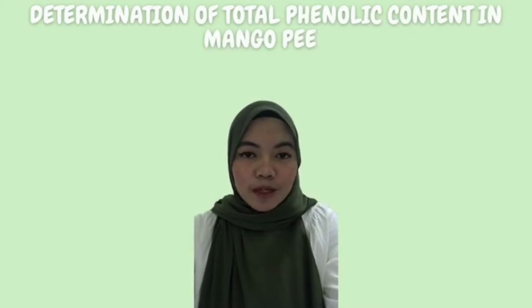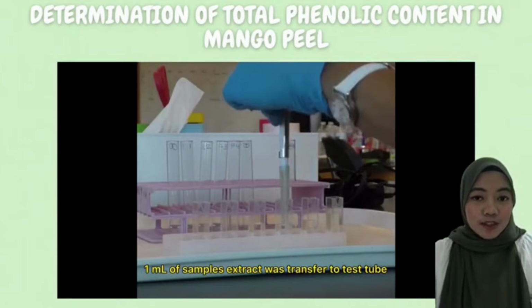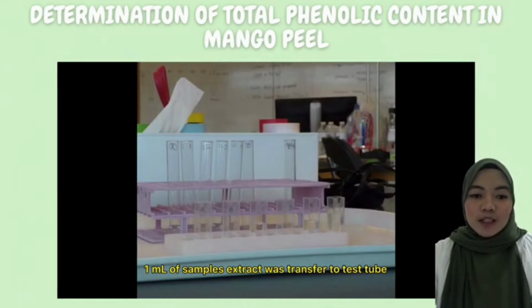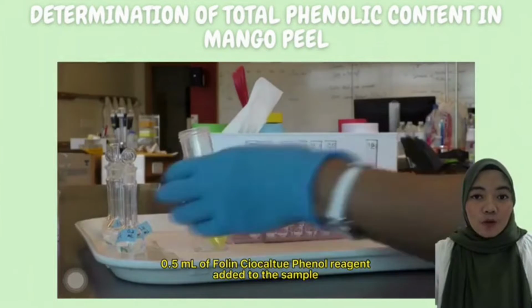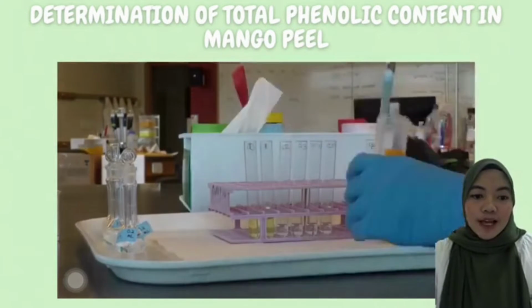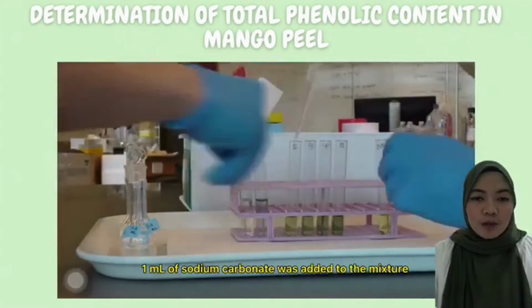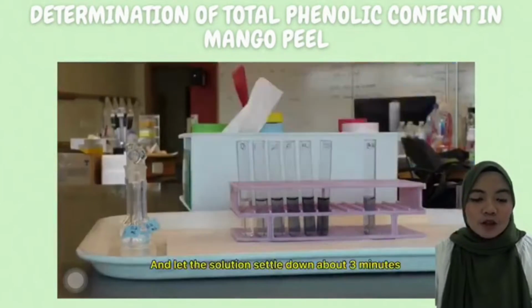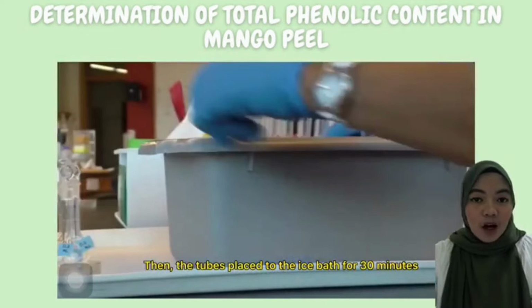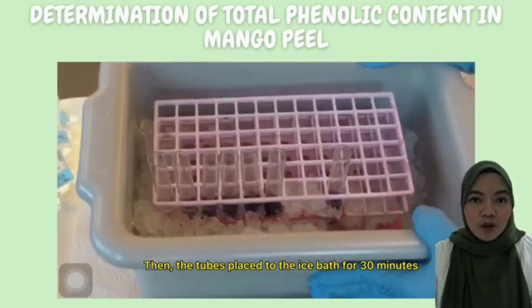And the last step is determination of total phenolic compound in mango peel. So first, 1 ml of sample extract was transferred to the test tube, and then 0.5 ml of Folin-Ciocalteu reagent was added to the sample and the mixture was left for about 5 minutes. It can be observed that the color of the mixture changed. Next, 1 ml of sodium carbonate was added to the mixture and left to settle for about 3 minutes. And lastly, all the test tubes were placed in an ice bath for 30 minutes.